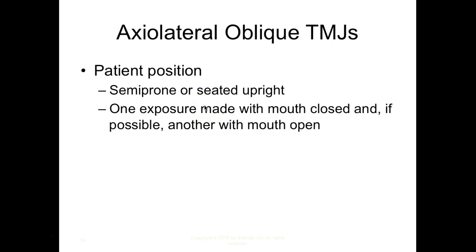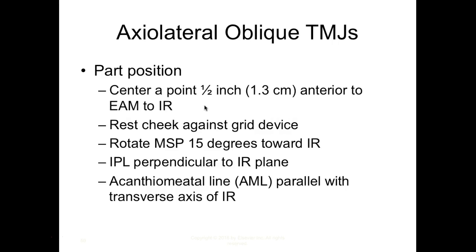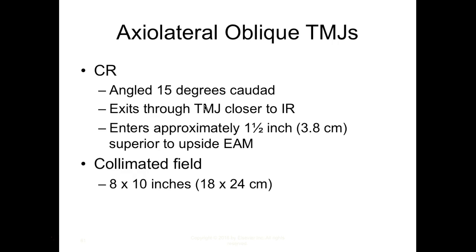All right, so axiolateral oblique TMJs. So one exposure, open and closed, half inch. We're going to center a point half inch anterior to the EAM. Rest the cheek against the image receptor. Rotate the MSP 15 degrees toward the IR. Your IPL is perpendicular and your canthiomeatal is parallel. So you angle 15 degrees caudad, exiting through the TMJ closer to the IR. It's entering approximately 1.5 inches superior to the upside EAM.